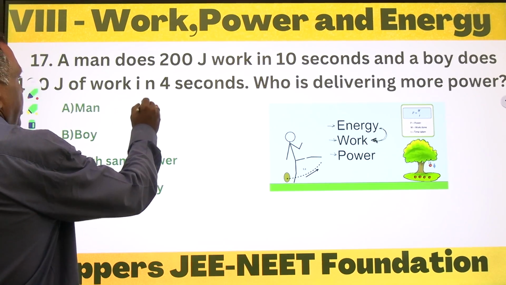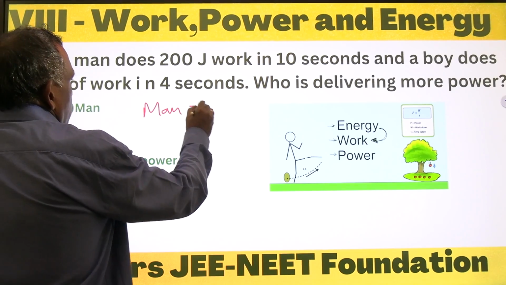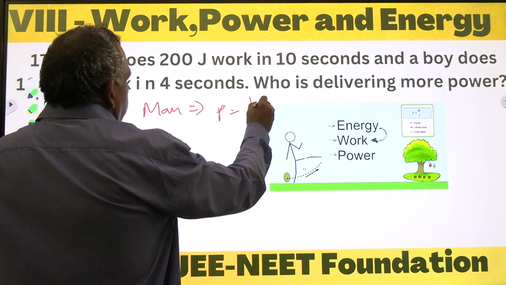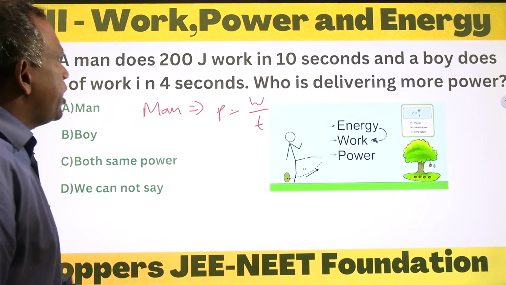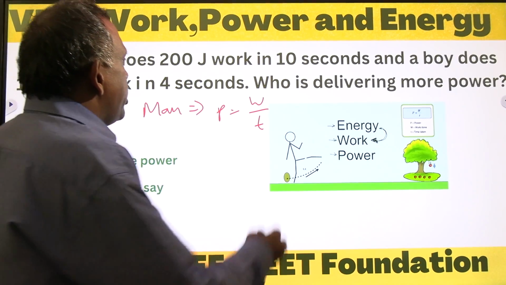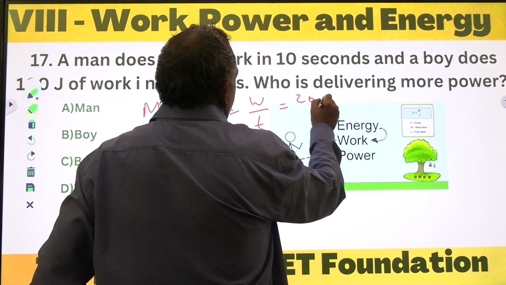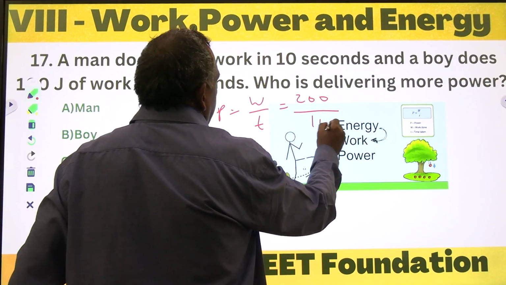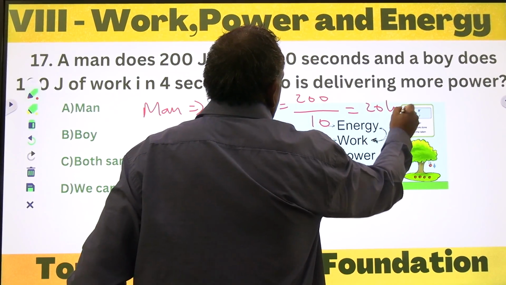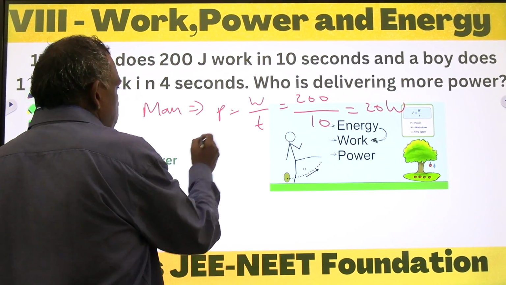See, the man and the boy. First we'll find out for the man. Power is equal to work upon time. So the man does 200 joules of work in 10 seconds, which means 20 watts. This is the power of the man.